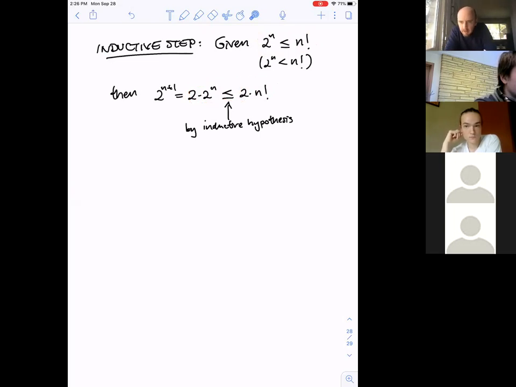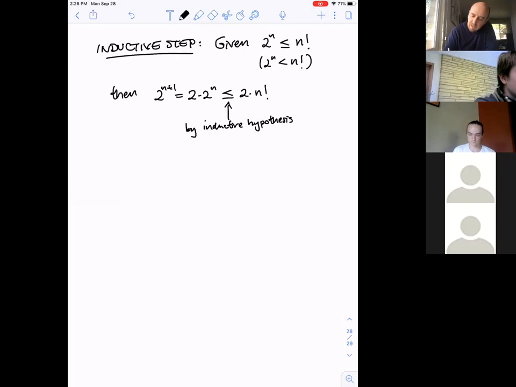Right? Yeah, we're assuming it for n. We're trying to show it for n plus 1. Thanks for clarifying that in the chat. That's correct. Right. Someone wrote k rather than n, and k plus 1, or n and n plus 1. It doesn't matter what we call the name of the step.